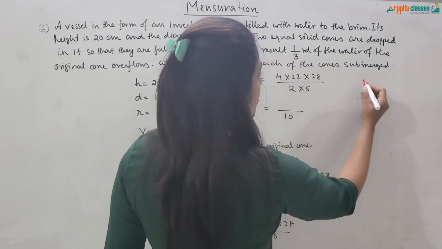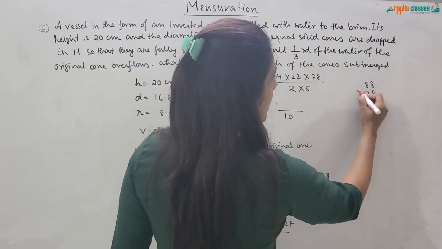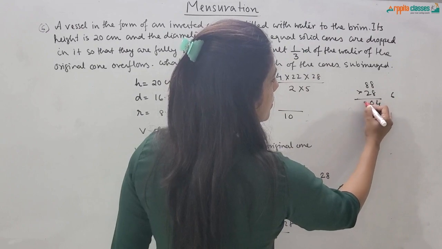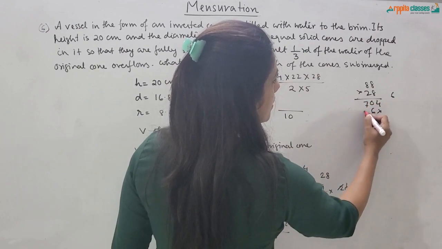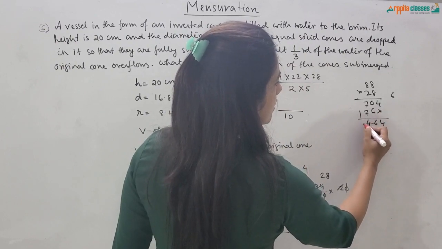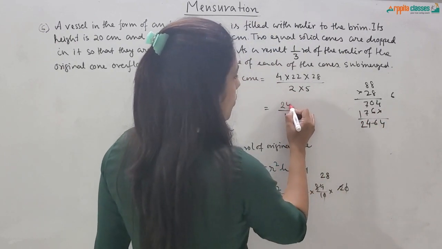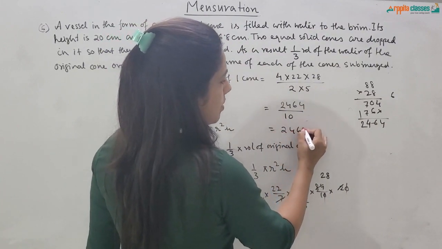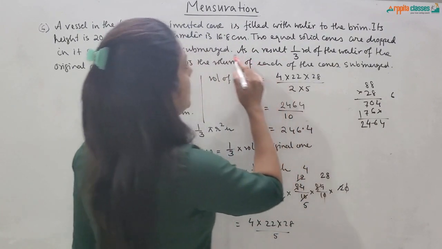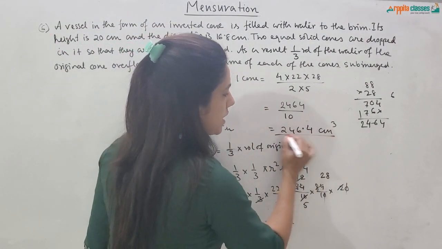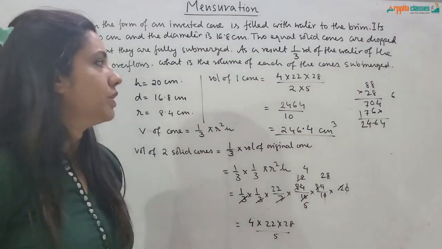So 22 into 4 is 88 into 28. That gives 2464/10, that is 246.4, and the unit will be centimeter cube. So this is the volume of each cone which is submerged.